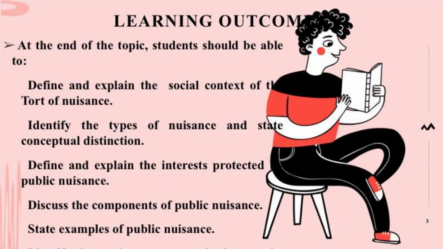This presentation has the following learning outcomes. Number one, to understand and identify the types of interest protected in public nuisance. Discuss the components of public nuisance. To state examples of public nuisance. You will also be able to identify those who may sue and who may be sued in public nuisance. You should be able to explain the concept of particular damage and know the relevance of having interest in land. Finally, a student of this topic should be able to state and explain the remedies that are available for public nuisance.